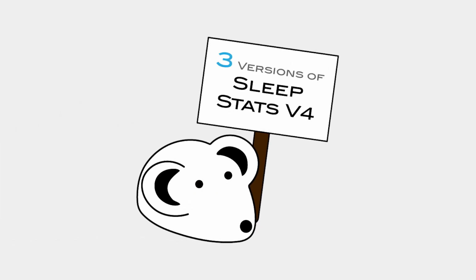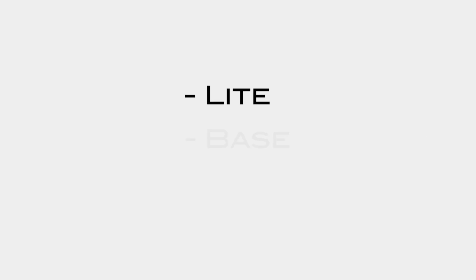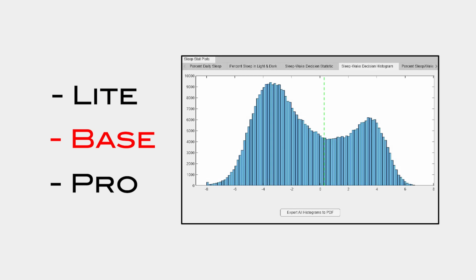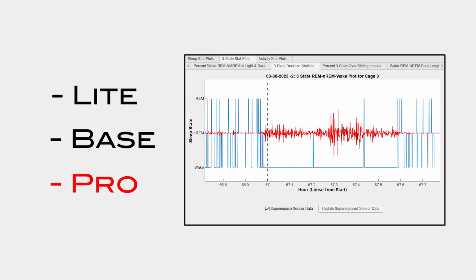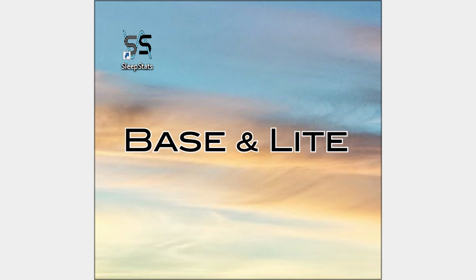There are 3 versions of SleepStats v4 with increasing levels of functionality: Lite, Base, and Pro. Lite is a free version that can be downloaded from the Signal Solutions website. Base is the standard version that is included with a Piezo Sleep system order and primarily analyzes sleep and wake. Pro is a premium version that includes activity analysis and a 3-state wake, REM, and NREM classification analyses. This video will walk you through using SleepStats v4 Base and Lite.